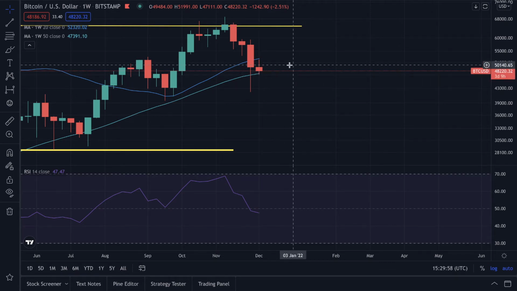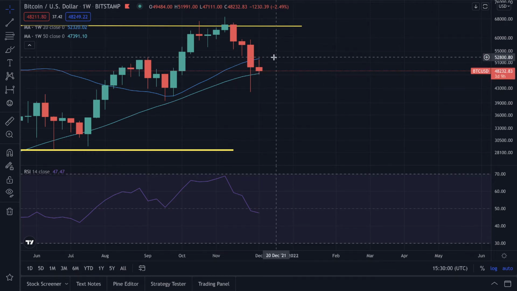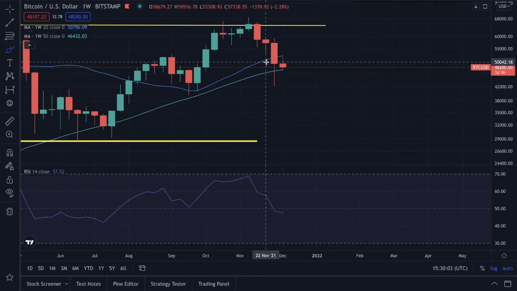I would say the earlier the better. If Bitcoin is able to close above the 20-week moving average this week, then I would say that this move doesn't really matter.